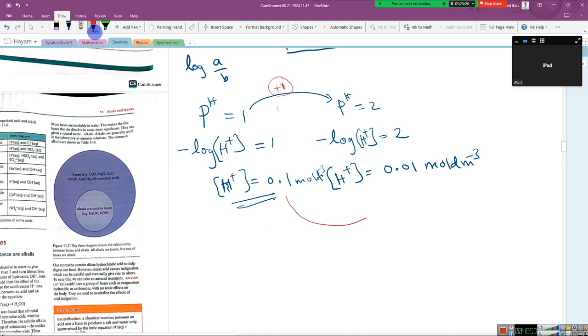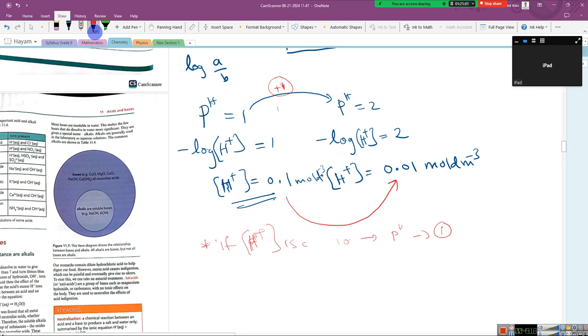But now what happens? Here this is pH. What did I tell? If H plus concentration is increased by tenfold, then pH will reduce by 1 unit. Okay.